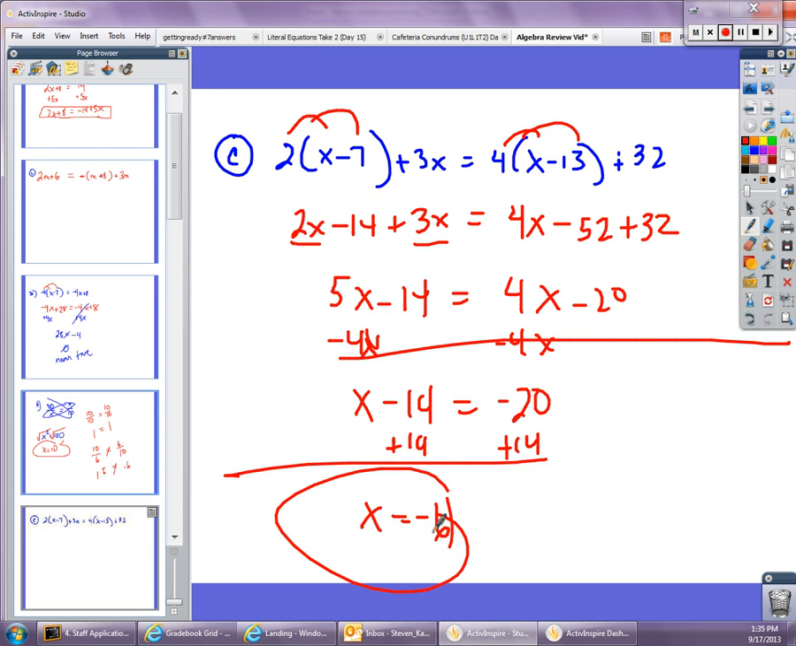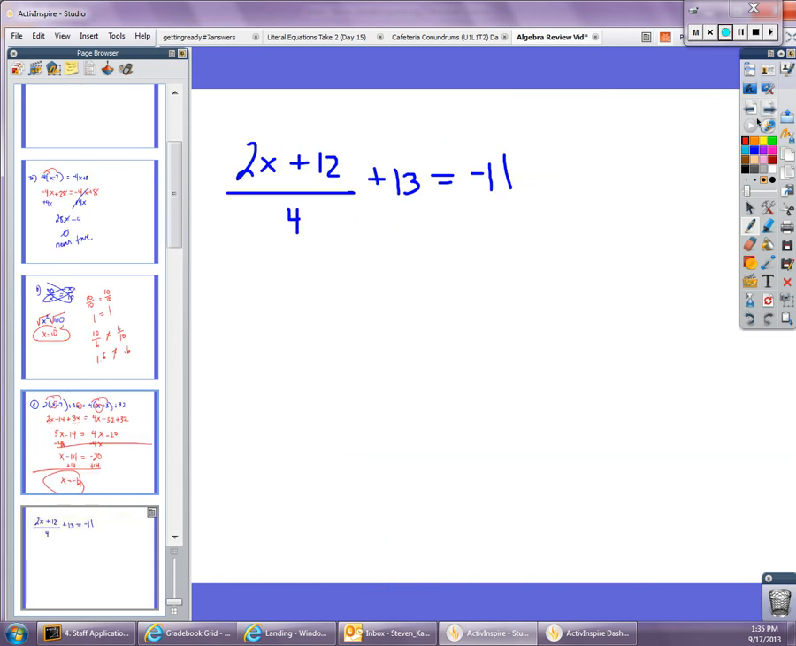So this is sometimes true, and if I were to plug the -6 in, this side would equal this side. If I plug any other number in for all of my x's, both sides would not be equal. That's why I can prove it's sometimes true.